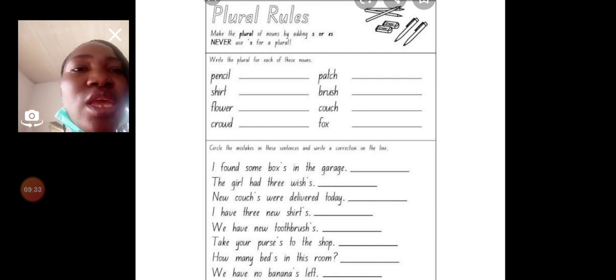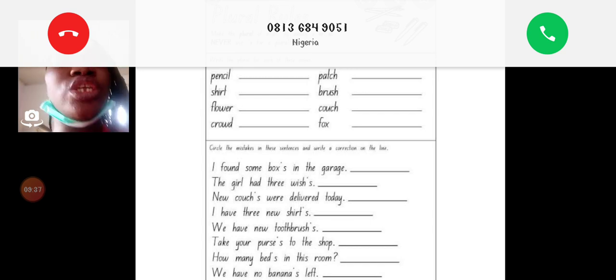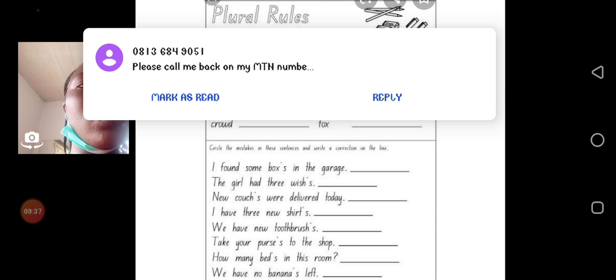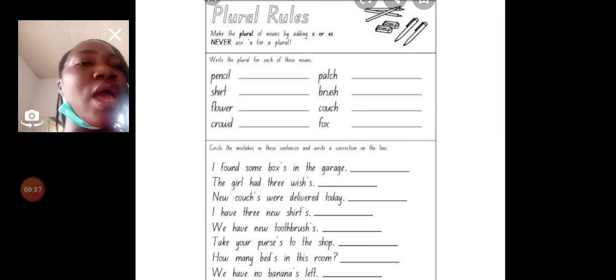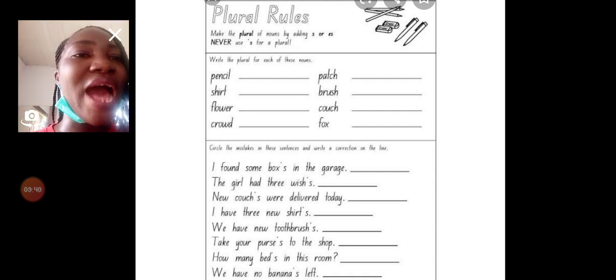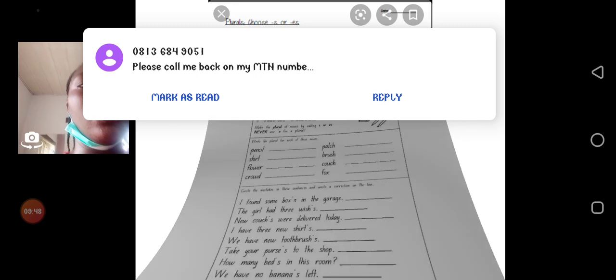And when you come to the sentence down, you see, I found some boxes in the garage. Is it correct? No, it is not correct. So what will you do? You are going to circle out the box, and write the correct form of the plural at the front of it. So you write boxes at the front on the line. So that is what you are going to do.